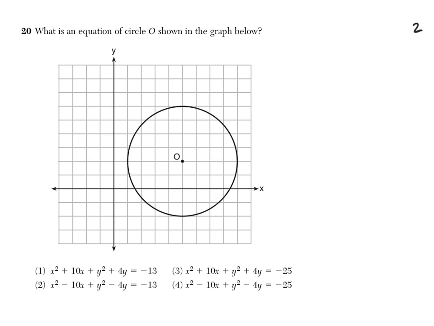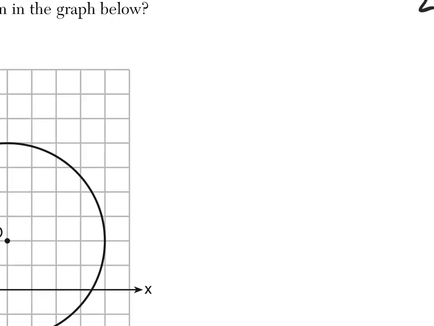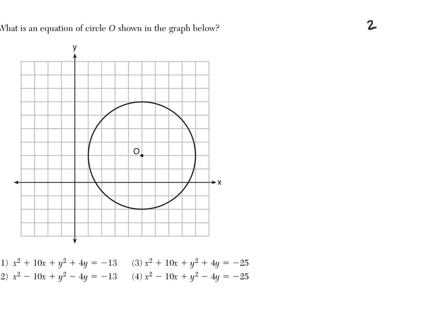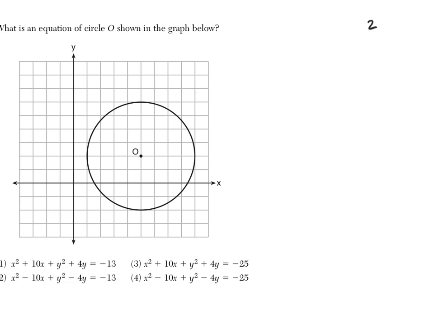Question 20 says, what is an equation of circle O shown in the graph below? So the first thing that we need to do is know the equation of a circle, which we remember is (x minus h) squared plus (y minus k) squared equals radius squared. We also remember that the h, k values are the center of the circle.